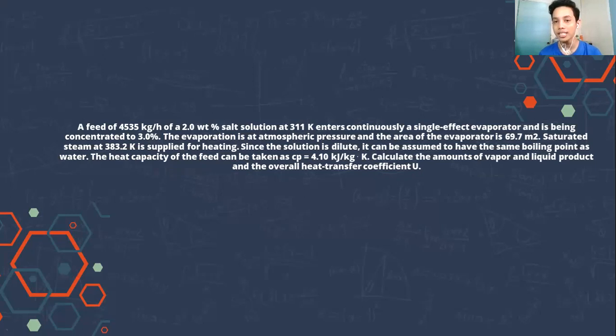The evaporation is at atmospheric pressure and the area of the evaporator is 69.7 square meters. Saturated steam at 383.2 Kelvin is supplied for heating. Since the solution is dilute, it can be assumed to have the same boiling point as water. The heat capacity of the feed can be taken as 4.10 kilojoules per kilogram Kelvin. Calculate the amounts of vapor and liquid product and the overall heat transfer coefficient U.